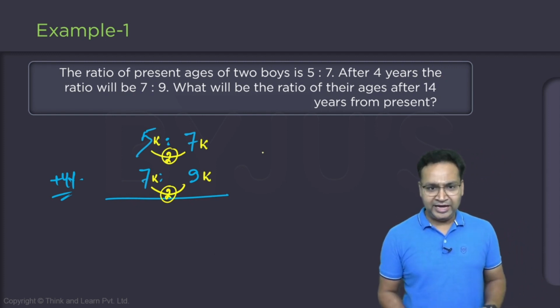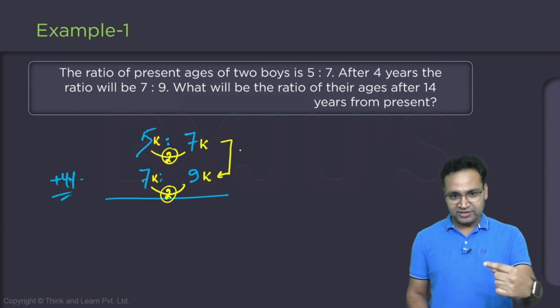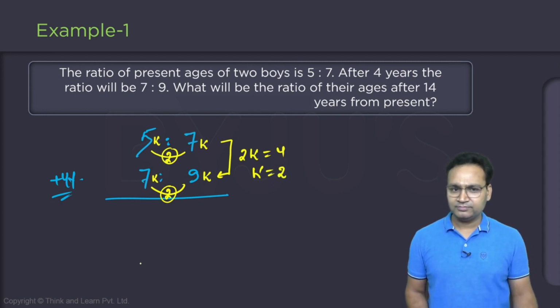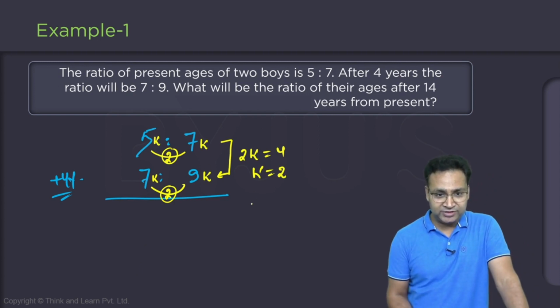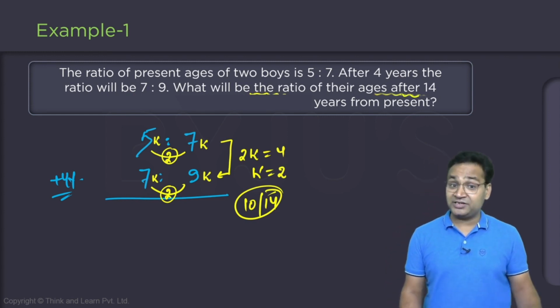Clear? And we know what the time difference is. From 7 to 9, the difference is 2k, that is equal to 4. So k is equal to 2. So what are the ages? The ages are 5 twos are 10 and 7 twos are 14. These are the present ages. The question is, what is the ratio after 14 years from the present age?